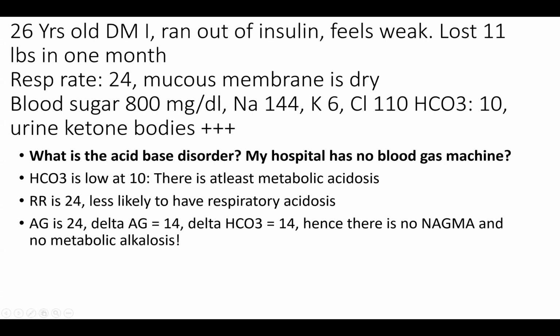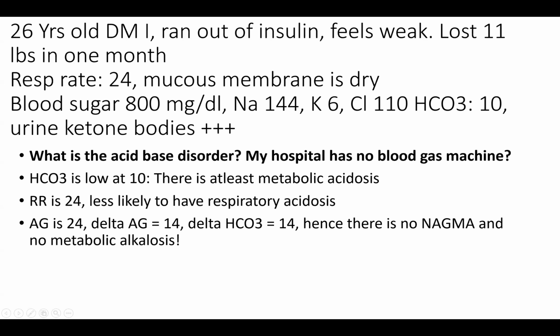You see the patient has also lost 11 pounds of weight over a short period of time. So the patient is volume depleted, breathing fast, hyperglycemic: blood sugar is 800, sodium is 144, potassium is 6, chloride is 110, bicarbonate is 10. Blood gas is stressed a lot by acid-base experts. It's a good thing, but if you are in a small hospital and you don't have a blood gas machine, you don't have it. But every hospital has the ability to measure electrolytes.